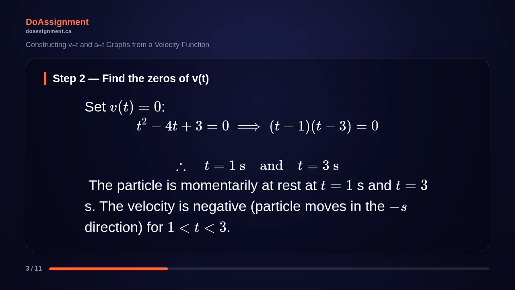Setting v equal to 0 and factoring gives t minus 1 times t minus 3 equals 0, so the velocity is 0 at t equals 1 second and t equals 3 seconds. Between those two times, the velocity is negative, meaning the particle reverses direction.